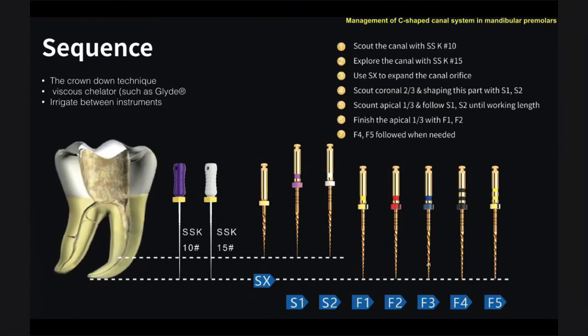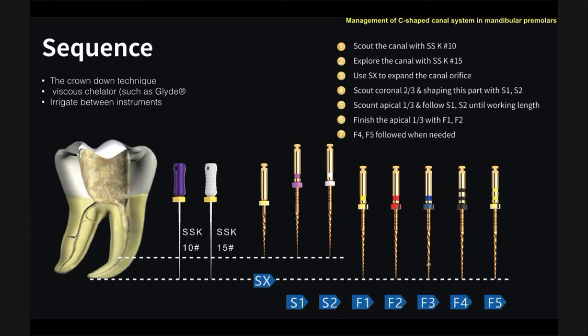And the sequence of the use of this U plus file. Firstly, we need to use the crown down technique. Actually, the crown down technique should be used for most of the instrument systems when preparing a root canal system. And also, a viscous chelator such as Glyde or EDTA should be used, and also irrigate between the instruments.